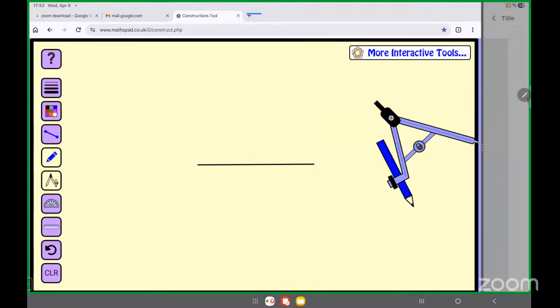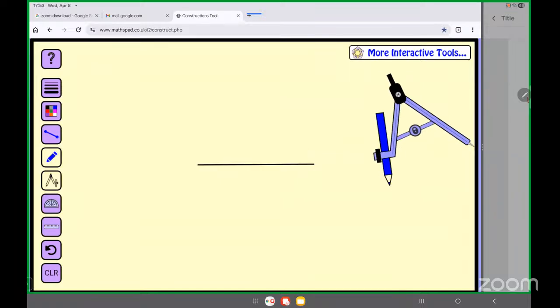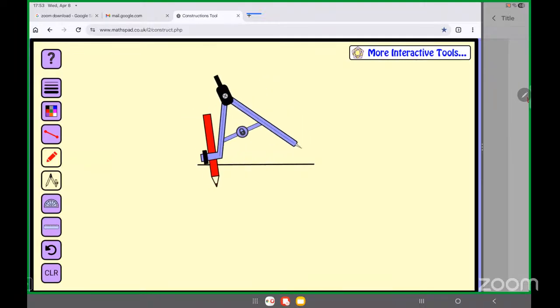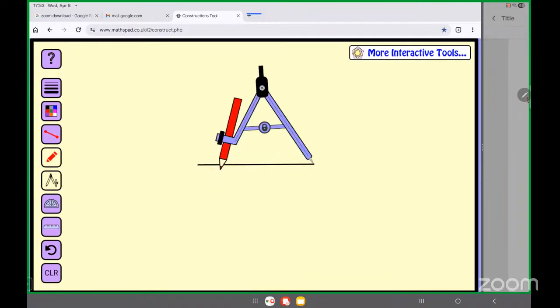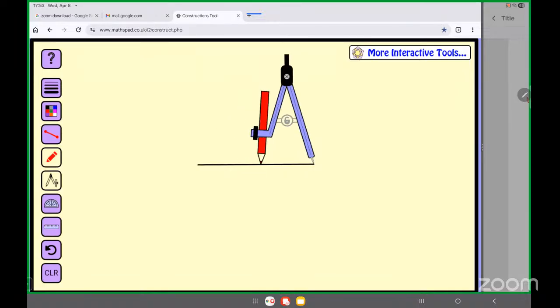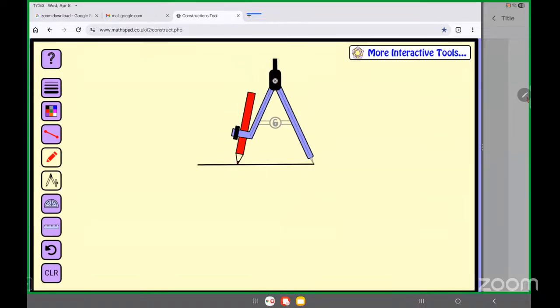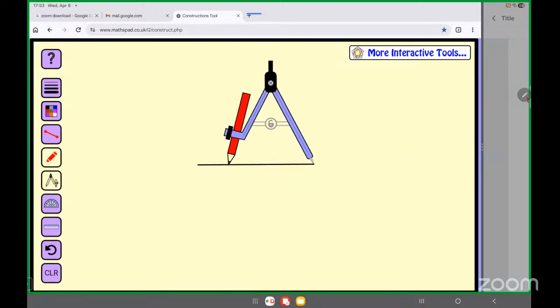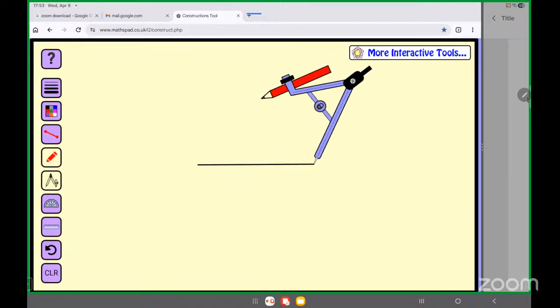So that's my line. Let's do the construction again in blue. You come to one end of the line. Open the compass. Make sure that it is more than half the length of the line. That's a key step for this. And then lock it. And from one end, you want to make arcs above and below.